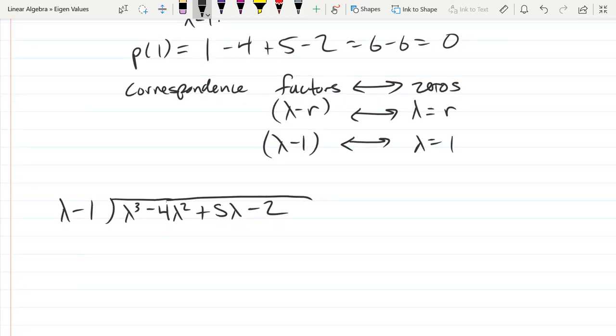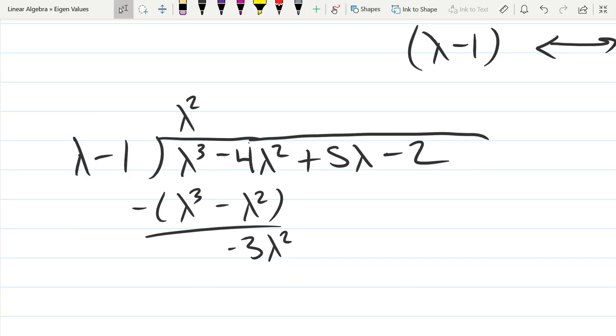All right, I'm going to multiply by lambda squared. So we're multiplying this term here by lambda squared, which gives me lambda cubed minus lambda squared. We're always subtracting here. The reason I did lambda squared is that when I multiply by lambda, I get lambda cubed, and I'll subtract to get 0. That cancels out my lambda cubed term right there. So I get negative 4 lambda squared plus lambda squared, which is negative 3 lambda squared. Any questions on that first term?